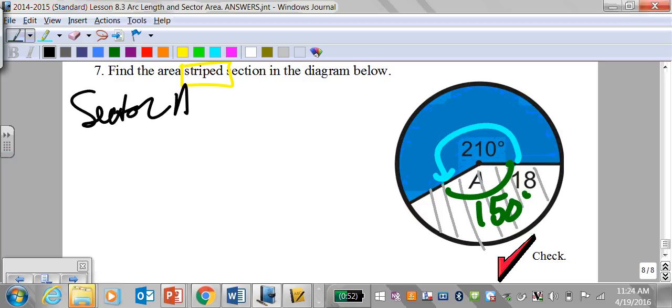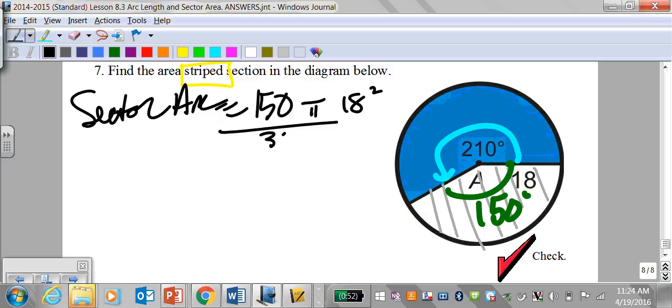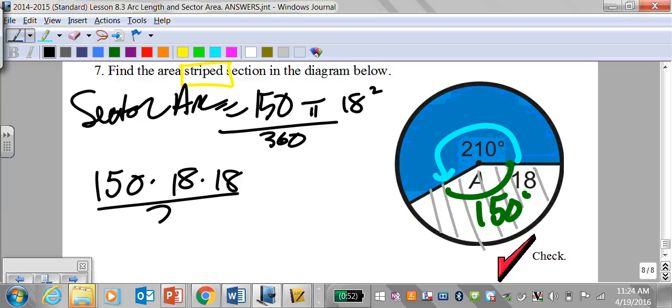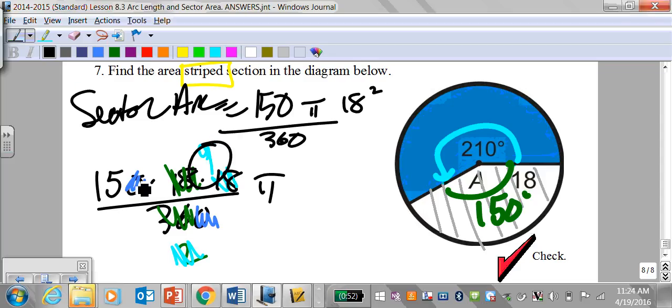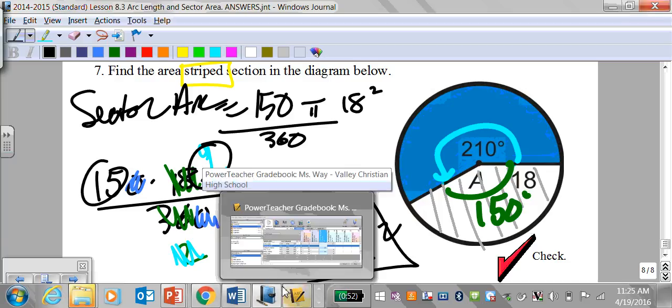Sector area is 150 times pi times 18 squared over 360. So what's 150 times 18 times 18 over 360? Leave pi there. Goodbye zeros. That's 2. This, that's 9. 15 times 9. A whopping 135 pi units squared. Thumbs up if you got that. Okay, the rest of you, figure out where you dropped the ball.